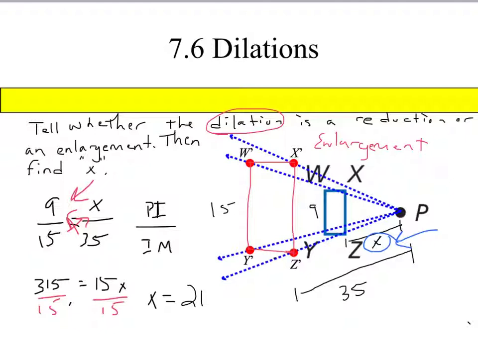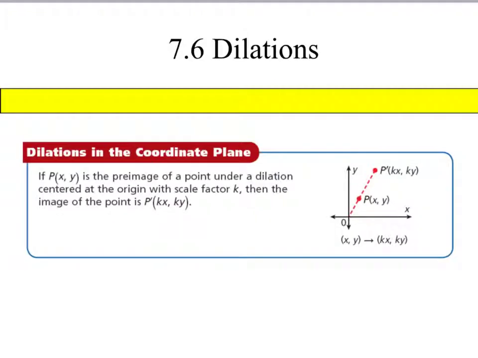When you look at this, the blue shape is my pre-image, where the red shape is my image, and when it gets bigger, it's going to be an enlargement. Sweet! Moving on.